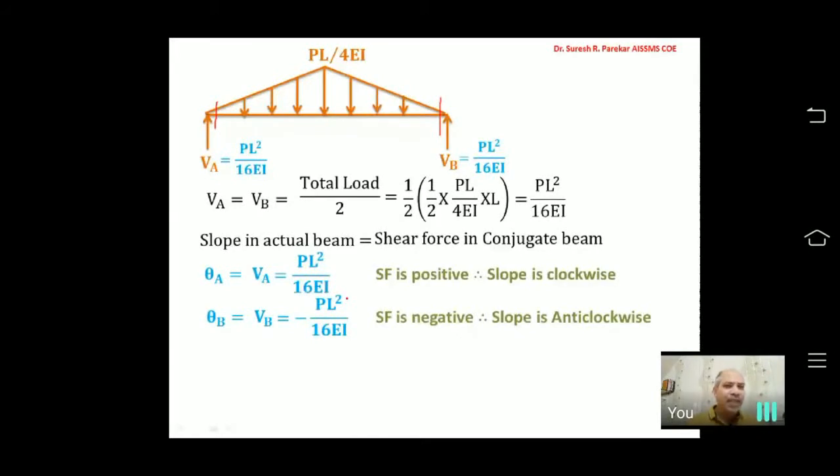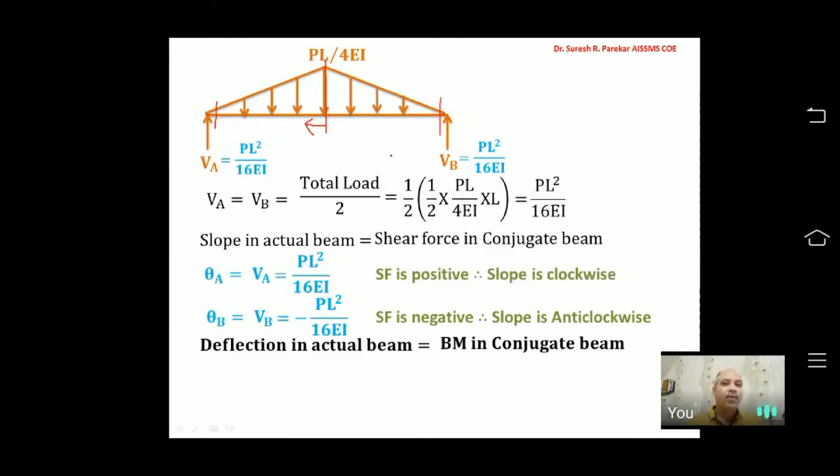So I should be very careful whenever I calculate the values of theta and the values of deflection. Now if I go to deflection in the actual beam, then I have bending moment in the conjugate beam. Deflection relates to bending moment. Now where do I have to find it? I have to find it at the center. So I have to consider the portion till the center only, the left part of this, so I will consider from this side.